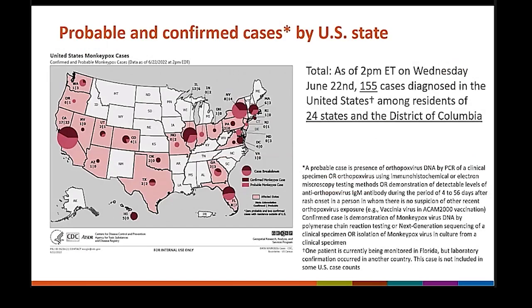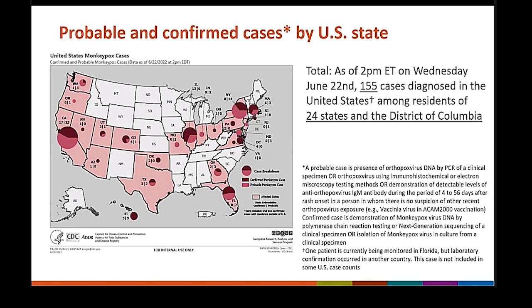So since then, cases have steadily increased in the United States. As of 2 p.m. Eastern time yesterday, June 22nd, there are 155 cases diagnosed in the United States among residents of 24 states and the District of Columbia. And I can say we update these every day at 2 p.m., and so I already know that the case count is a little bit higher today, but I'm going to present data about the cases we have from yesterday.